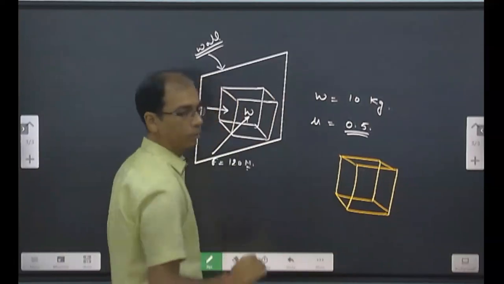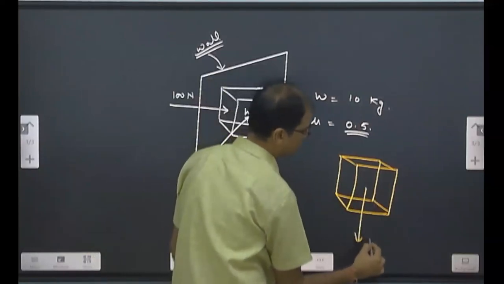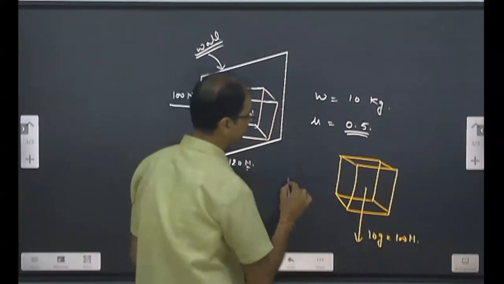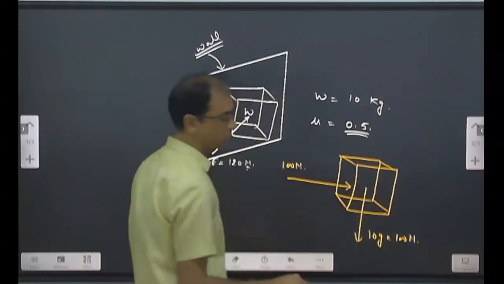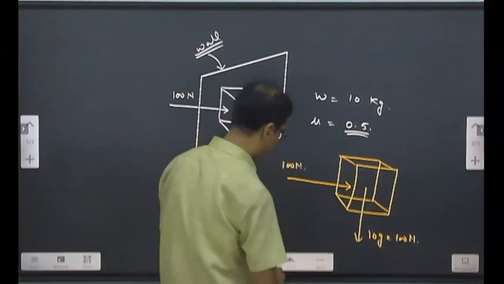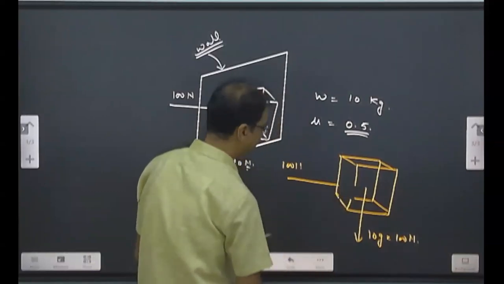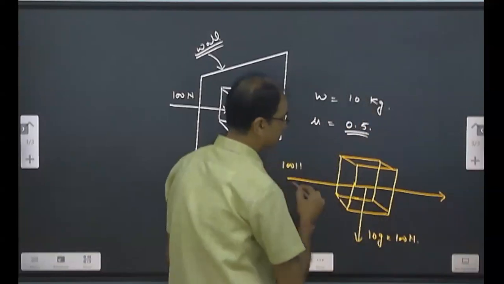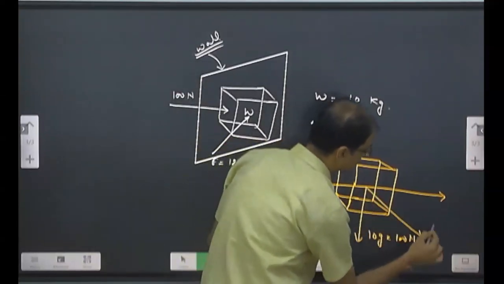Now in this one, we know that gravitational force is acting downwards. Weight is 10 kg, which means 10g, which is 100 Newton, acting like this. And there is one force acting from the left, that's 100. This force is also trying to move it. So where is it likely to move? Resultant of both. This is trying to move it in this direction, and this is trying to move it in this direction. So the resultant will be here, and it will try to move in this direction.